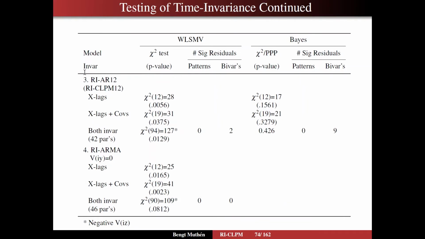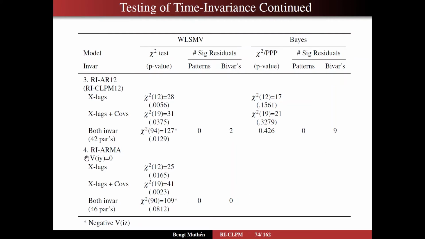Going to the next slide then, 74, let's look at our model RI-AR12, which is the one I'm favoring here. And you can't really reject the cross-lags being invariant, not very strongly at least. Certainly not when you test them together like this. And imposing both being invariant, well, for WSMV, that causes a negative variance for the random intercept variance for substance abuse. But for Bayes, what happens there? Well, you can't reject invariance here, certainly. And you have a well-fitting model in terms of PPP and in terms of the residuals from Tech 10.